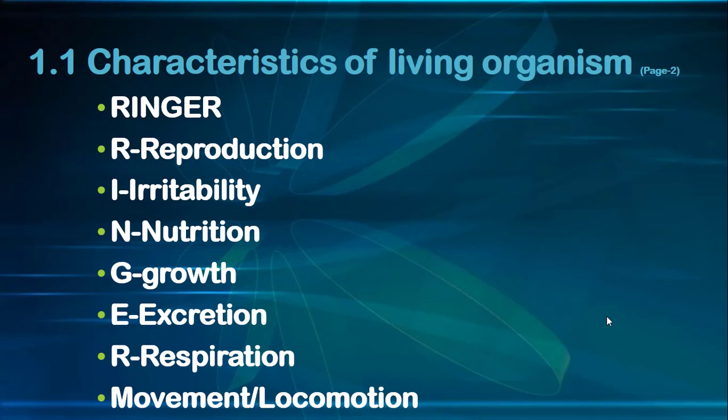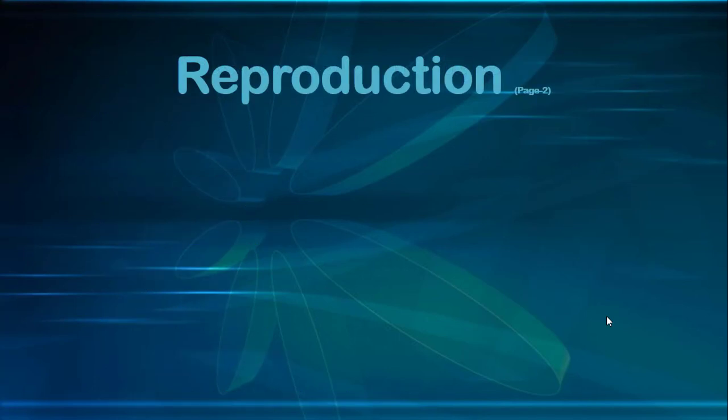What is the difference between movement and locomotion? Movement is, for example, let's suppose you might be sitting on the chair, but still you are moving. Locomotion means moving as a whole from one place to another. That is the difference between movement and locomotion. So plants show movement, and animals show both movement as well as locomotion.